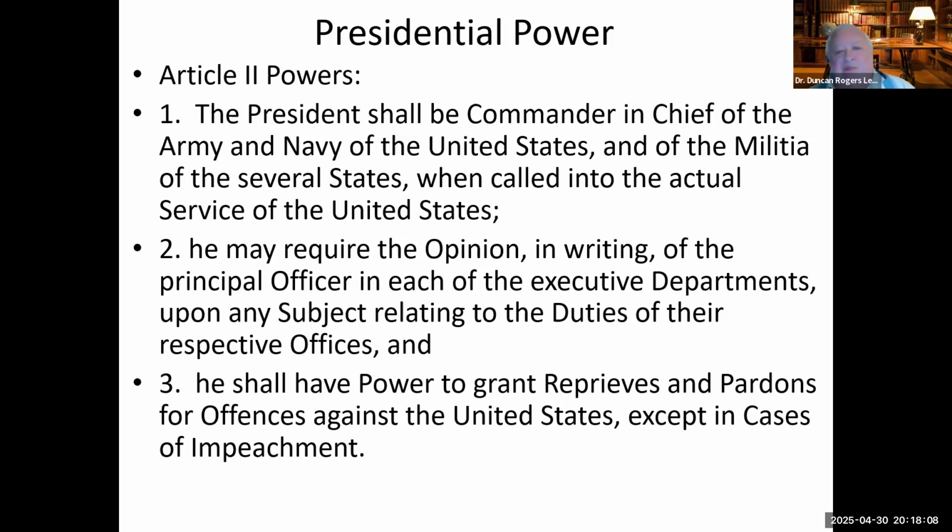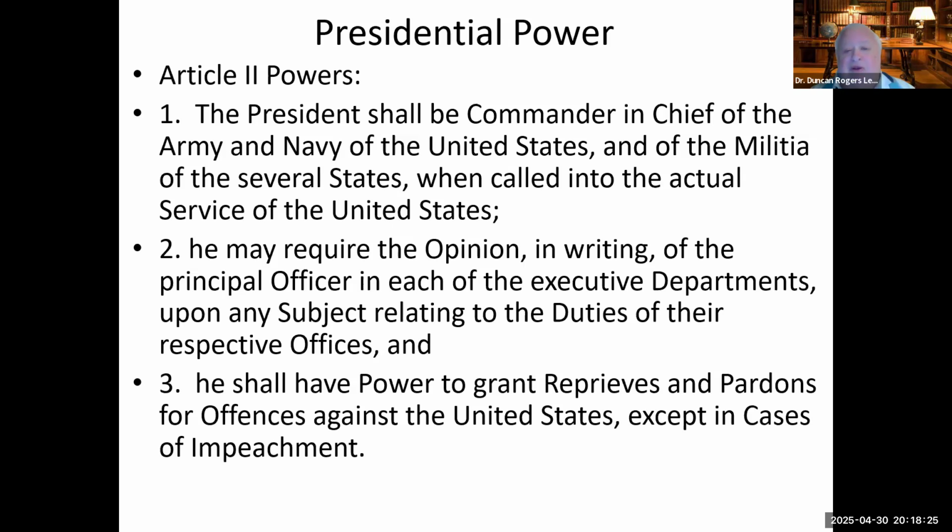He may require the opinion in writing of the principal officer at each of the executive departments upon any subject relating to the duties of their respective offices. So what's that all about? That's the president's cabinet, those executive departments.